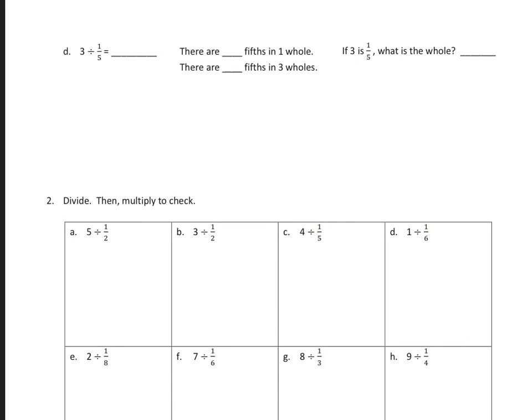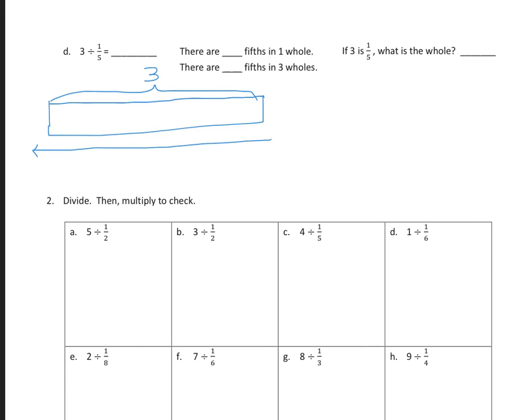All right, let's go ahead and do D right now. D says 3 divided by 1/5. So let's do our tape diagram. Make it a little bit longer this time. And then we are going to say this whole tape diagram represents 3. And so now I want to take my tape diagram and underneath it make a number line.